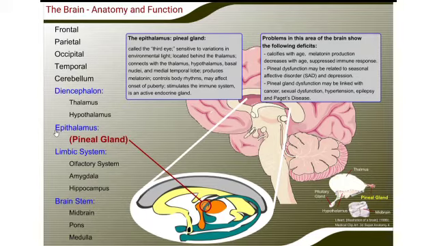Pineal dysfunction may be related to seasonal affective disorder and depression. Pineal gland dysfunction may be linked with cancer, sexual dysfunction, hypertension, epilepsy, and Paget's disease.